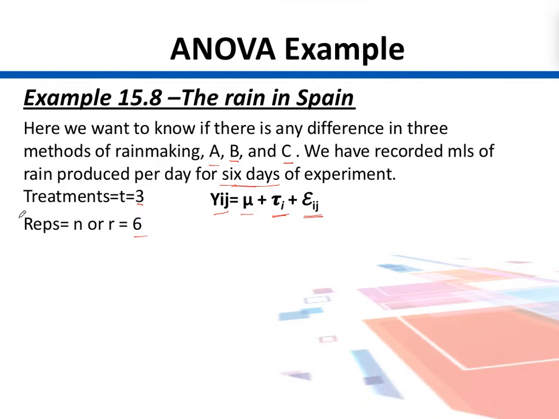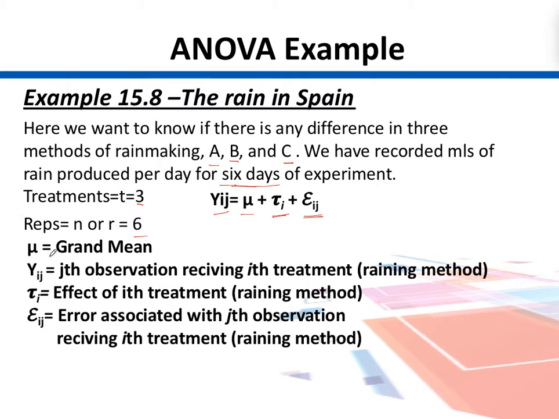So these terms are: mu is equal to grand mean, Yij is the jth observation receiving the ith treatment. The treatment here is raining method. Tau i is the effect of ith treatment, and Eij is the error associated with jth observation receiving the ith treatment.